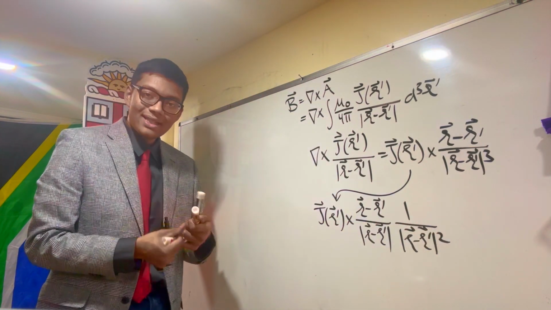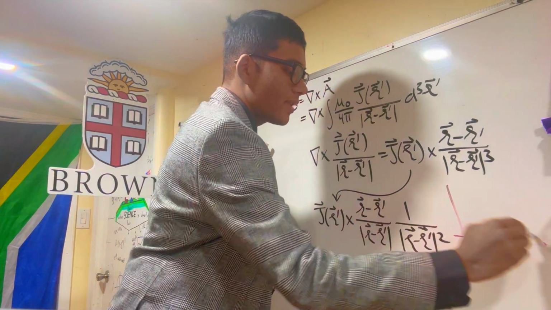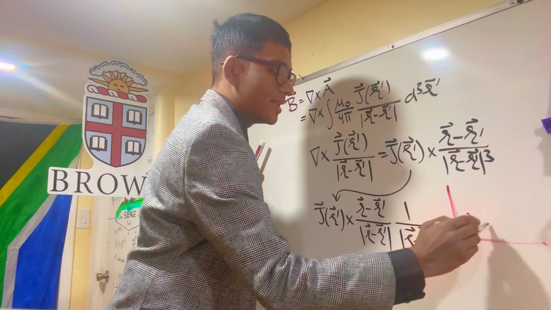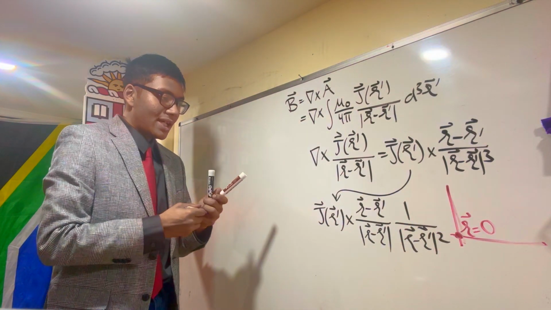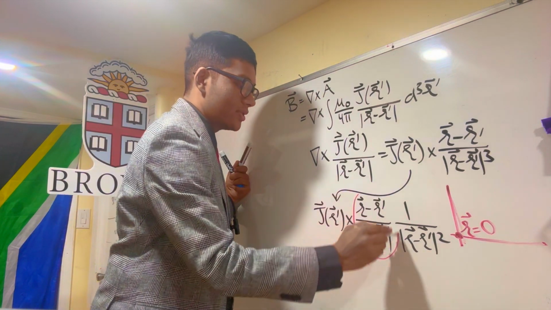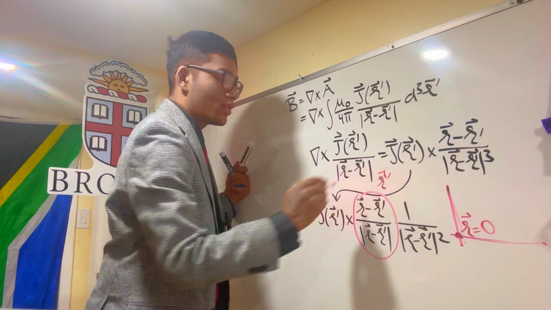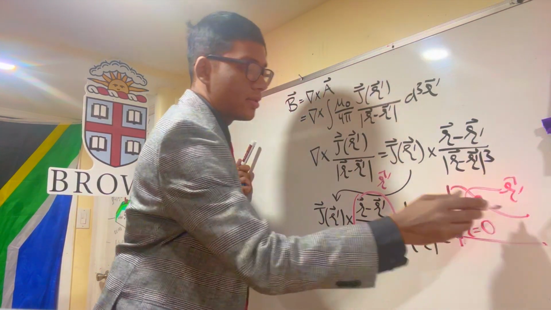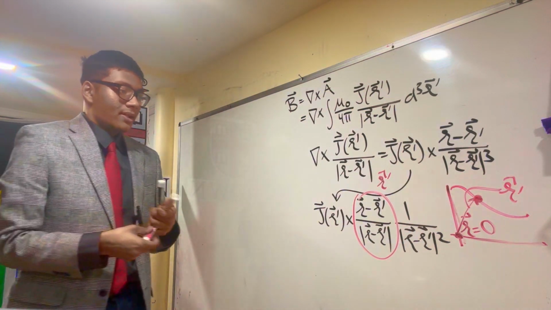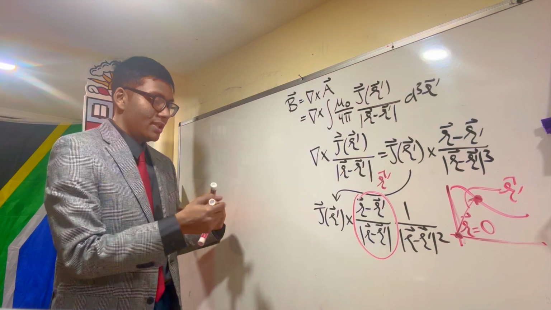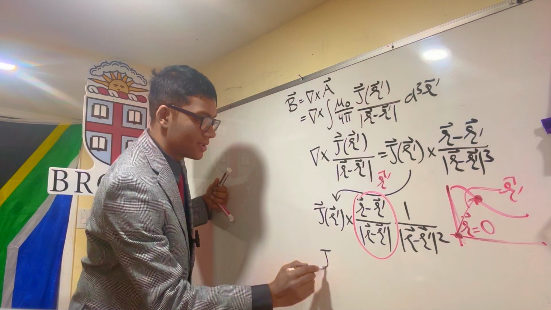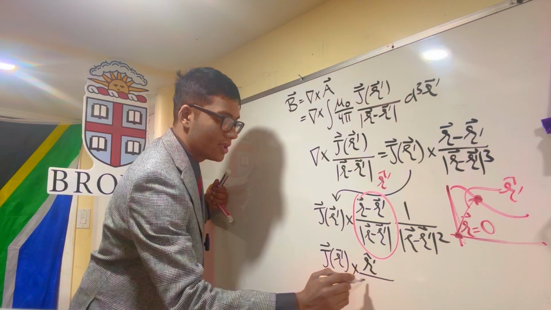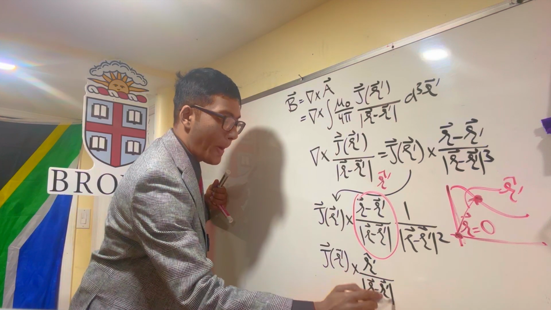Now, for simplicity, let's say we want to find the magnetic field at the origin. That means R is 0. So this right here is just a unit vector, r hat prime. Remember, r hat prime points to an arbitrary point on your current distribution. So this is J of r prime crossed into r hat prime divided by the distance squared.